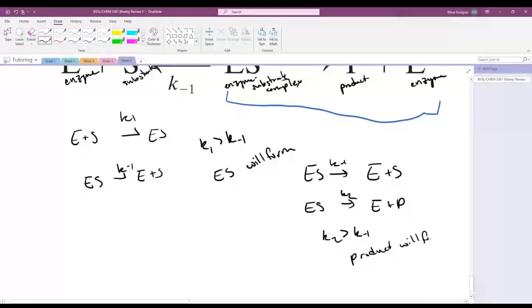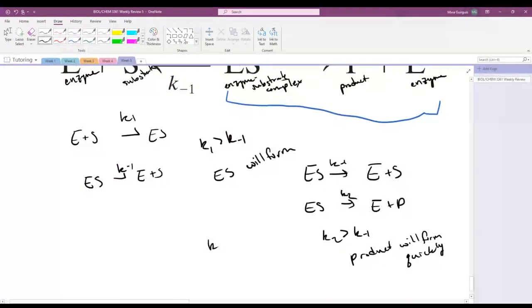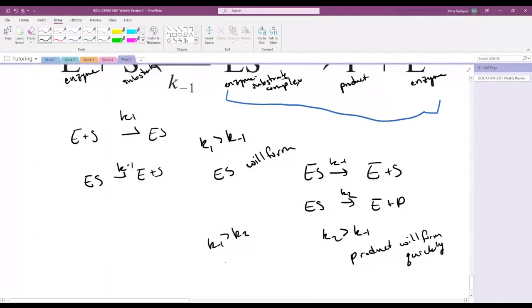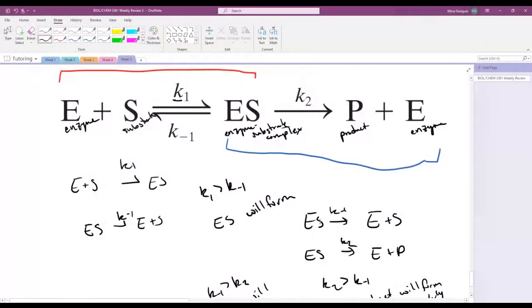And there are more specific terms that I'd like to talk about next week, but I don't want to jump ahead too far. Okay. On the other hand, if K negative 1 is greater than K2, then what we'll see is more free enzyme plus substrate forming than product. So product will form a lot slower.